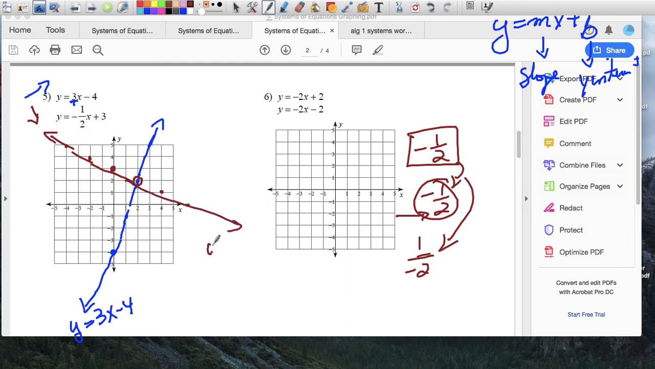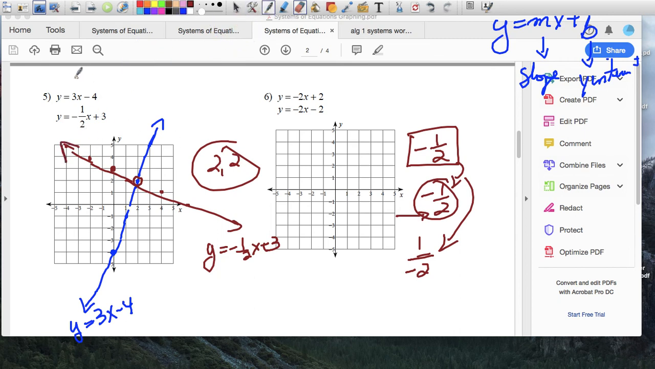Here's my second line: y equals negative half x plus 3. And the point of intersection in this case is 2, 2. Do yourselves a favor and check. Meaning, take the extra time.